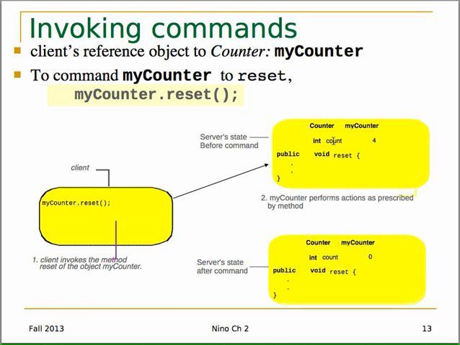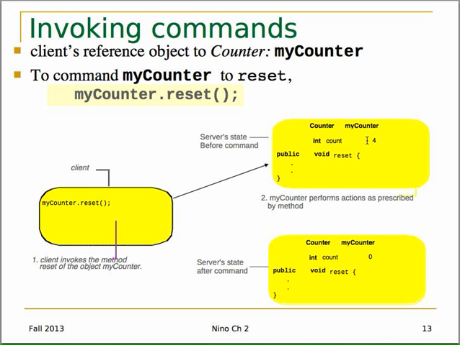What command methods do is change the state of the object. In this case, count starts off with the value 4. You send it the reset command, and what reset does is change the value of count to 0. So before, the count might be 4, and after the reset method is done, the count data member goes from 4 to 0, and that's the new state of the server. Calling the command definitely did change the state of the server.